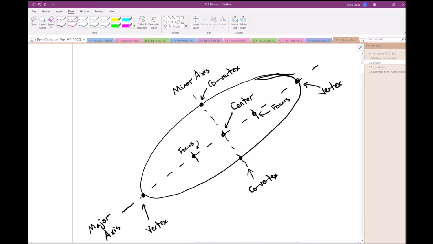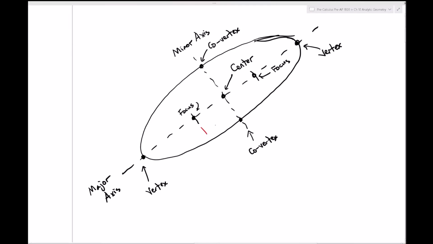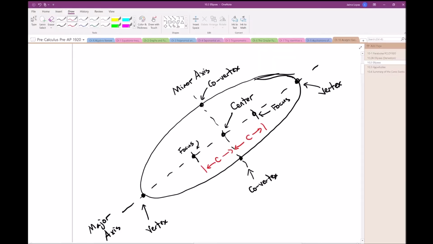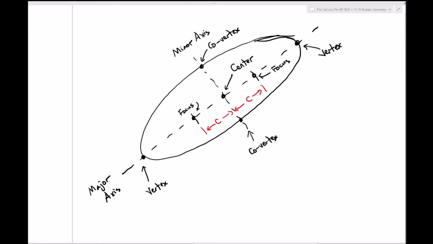The focal distance, C, that's the distance between any one of the foci and the center. So C from here to here, and also C from here to here. So first major bit, very, very important. So what else? The major and minor axis lengths, those are also very important. The numbers A and B.